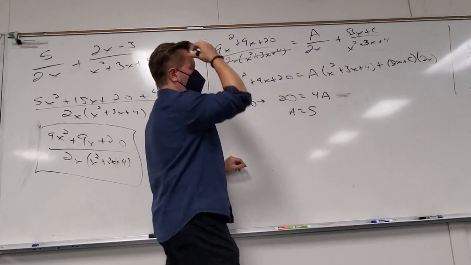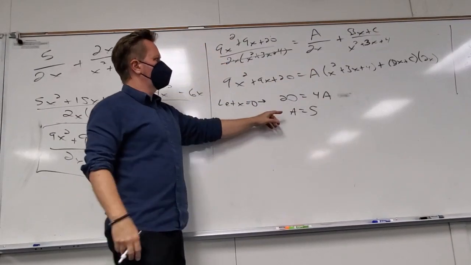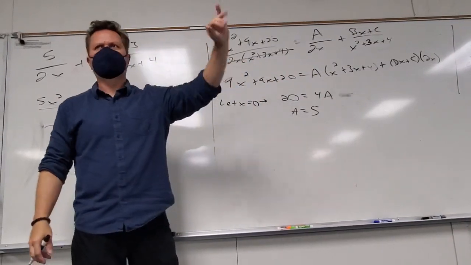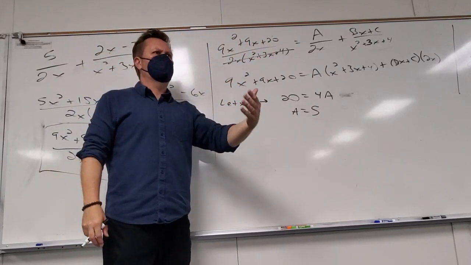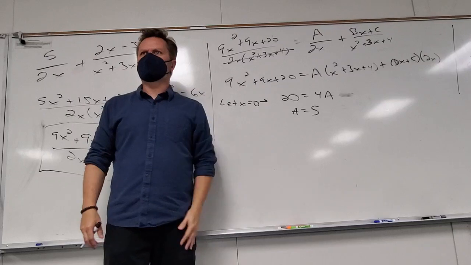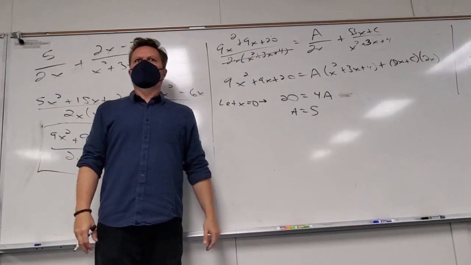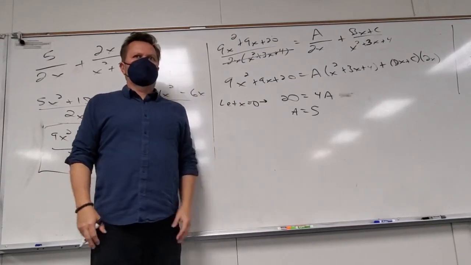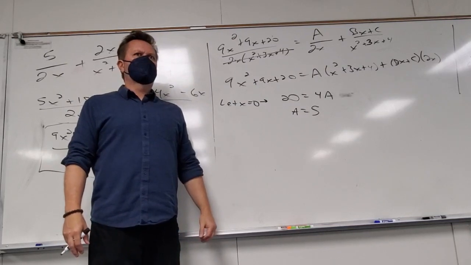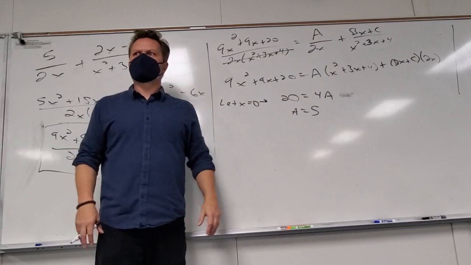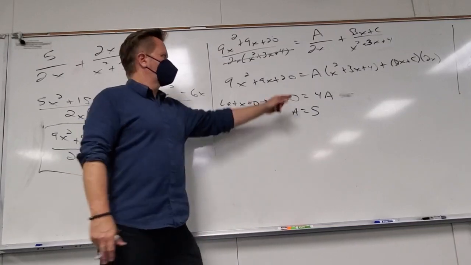Where can I go from here? Does anyone know how to handle this? Can I keep letting x equal something and get anything out of it? No, I don't want to use complex numbers. So what else do I do? Do I know more right now than I did? What do I know now that I didn't know? I know a is 5, right?